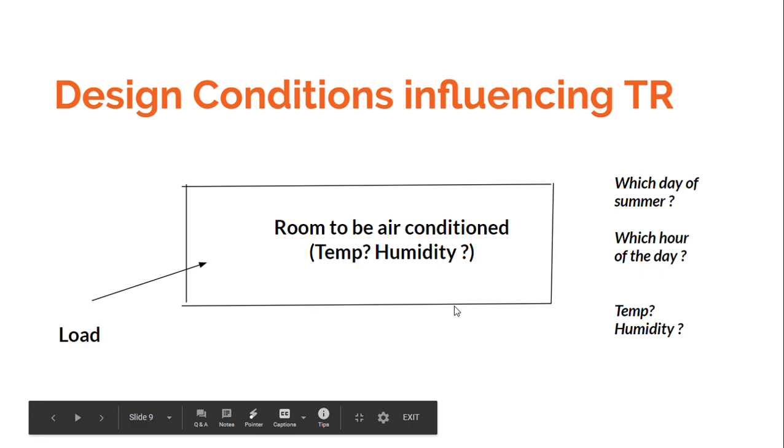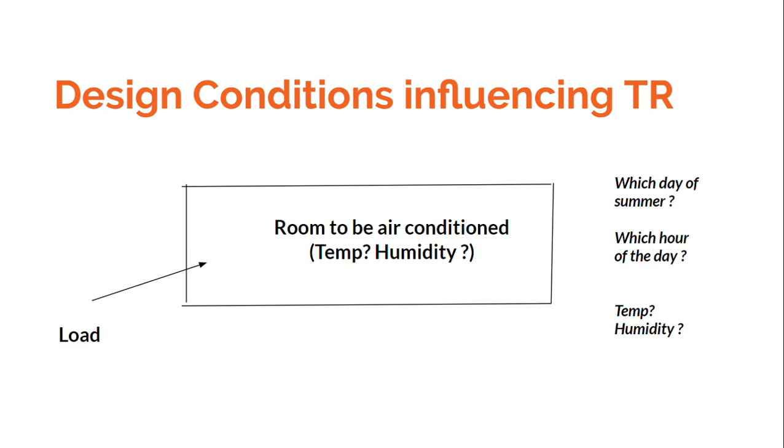The third is what are the outside design conditions. So the outside design conditions means which day of the summer, which hour of the day, what temperature and what humidity I should consider for doing the load calculations. Now why are they called design conditions? The reason is, if you are asked to do a sizing of air conditioning system in winter and you do the calculations by taking the ambient temperature in winter, then your AC system, which is designed for a day in winter, would not serve the purpose of air conditioning in summer.